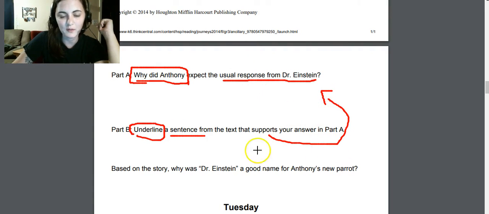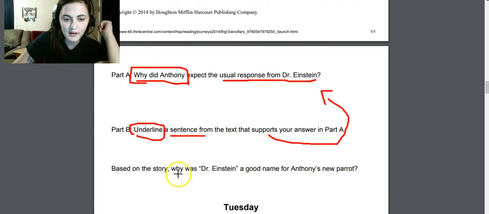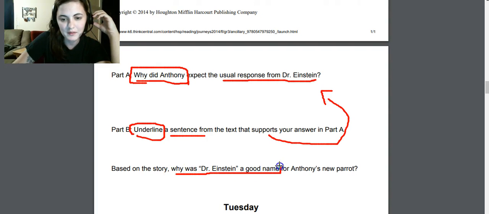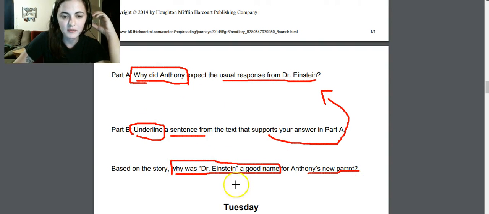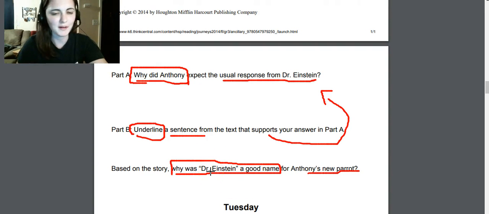So that's for this question here. And our last one says, based on the story, why was Dr. Einstein a good name for Anthony's new parrot? So now we're thinking about why we would name this parrot Dr. Einstein.